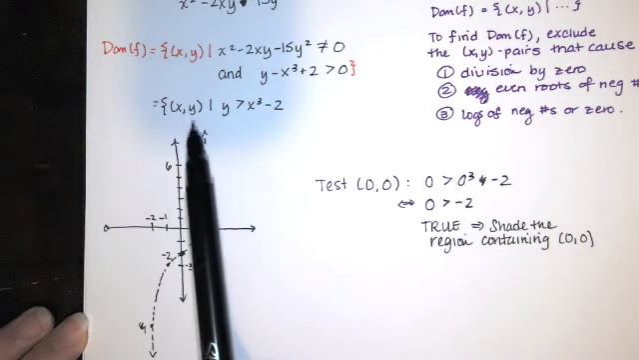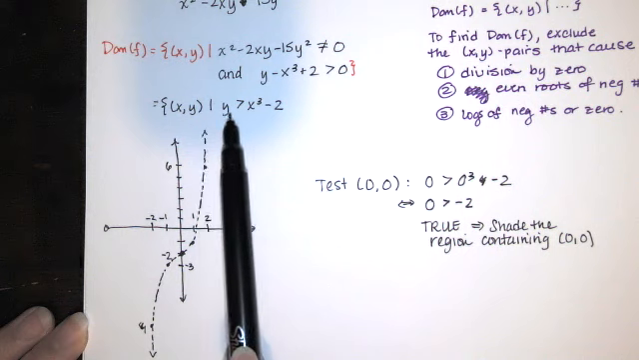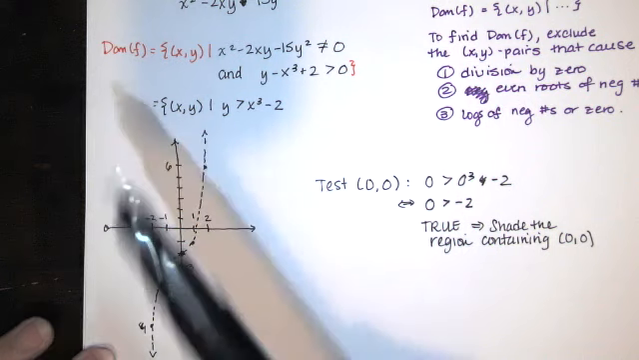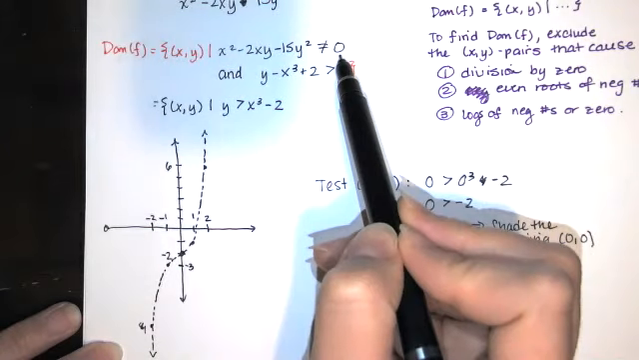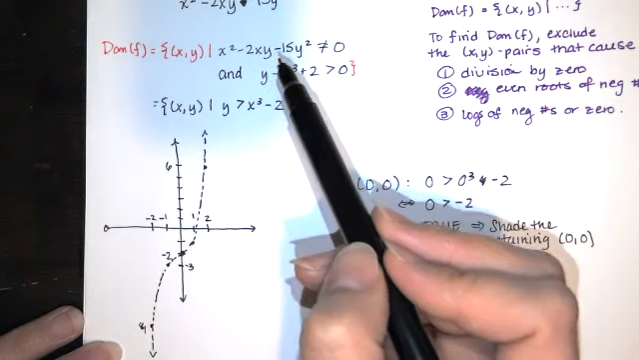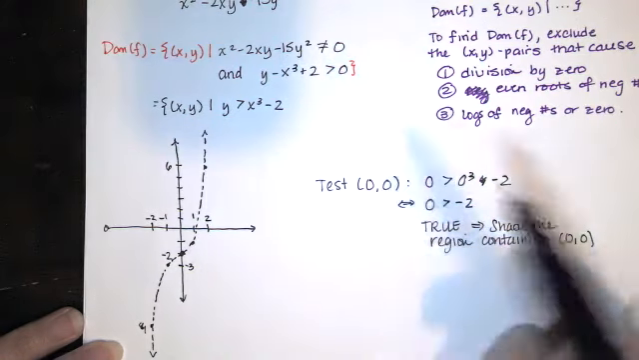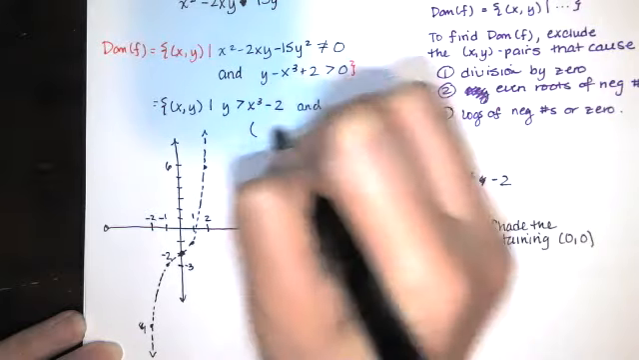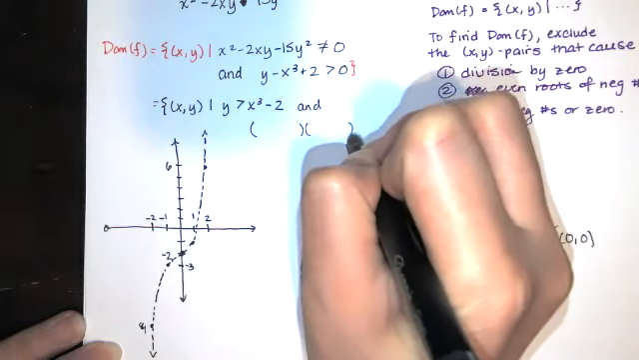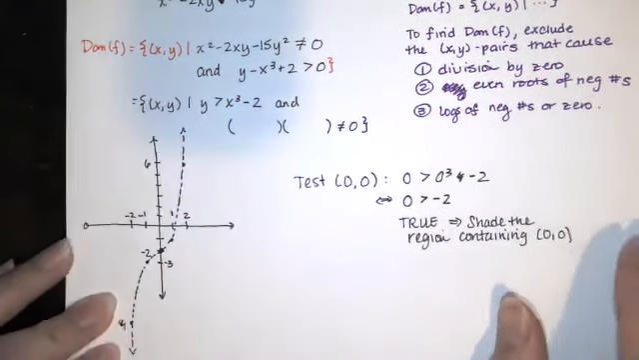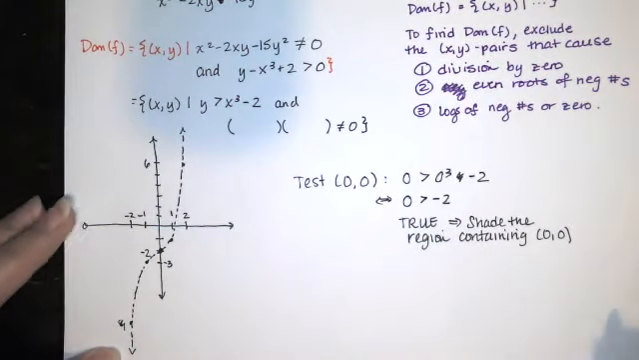So we know that the domain is the set of all xy pairs such that y is greater than x cubed minus 2, and this inequality must be satisfied as well. X squared minus 2xy minus 15y squared can't be 0. So what I would recommend you do is factor that, and we want to graph that set as well.